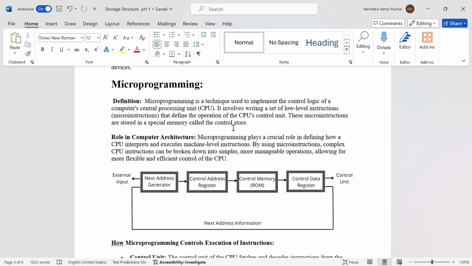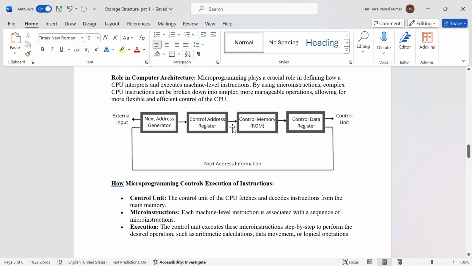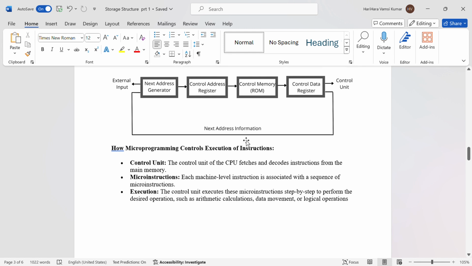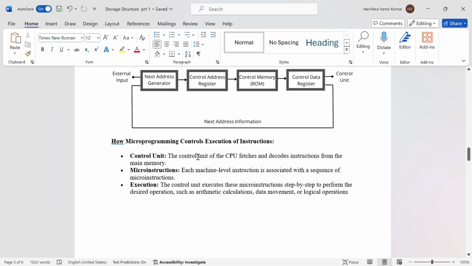Role in computer architecture. Microprogramming plays a crucial role in defining how a CPU interprets and executes machine level instructions. By using microinstructions, complex CPU instructions can be broken down into simpler, more manageable operations, allowing for more flexible and efficient control of the CPU. Here is the diagram. The next topic is how microprogramming controls execution of instructions.